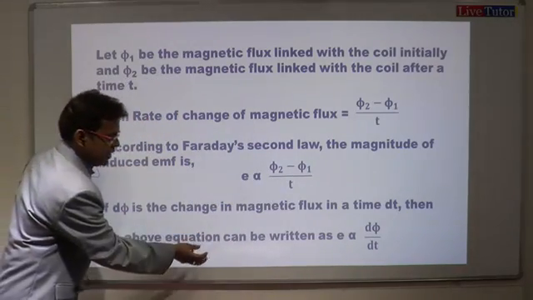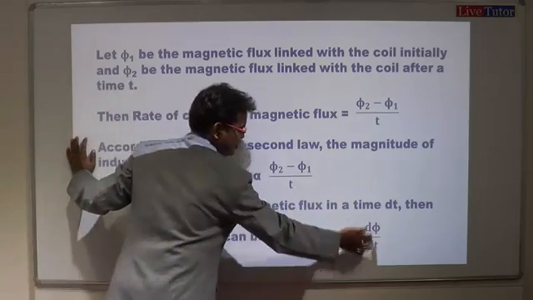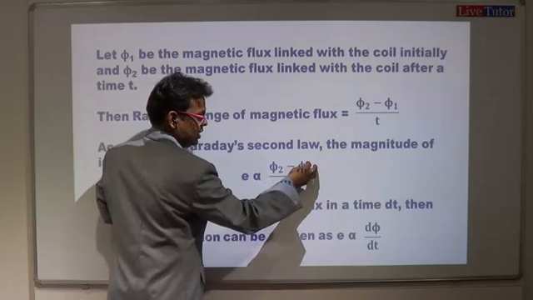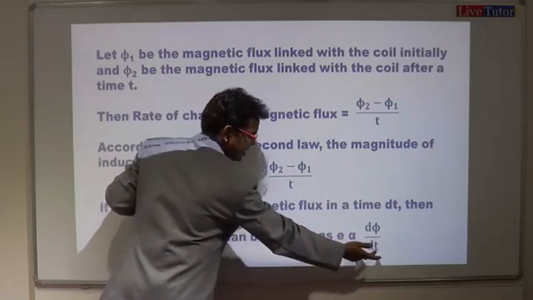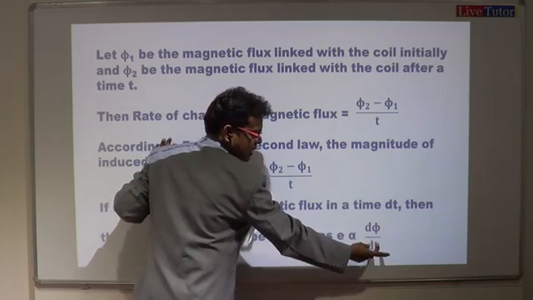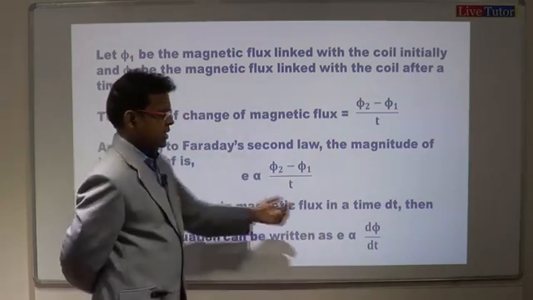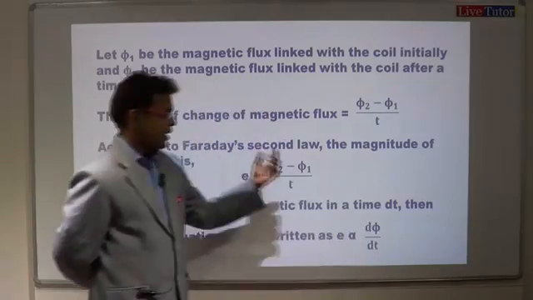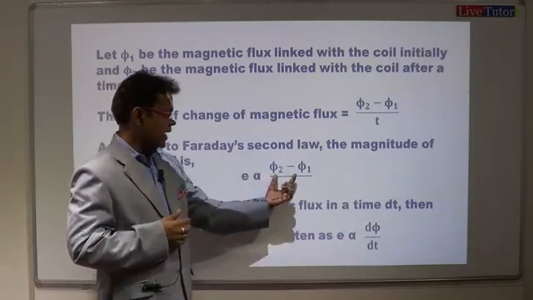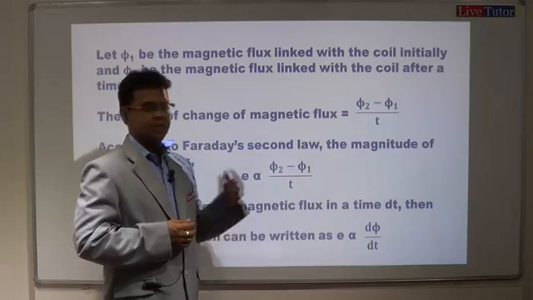That is what I said, simply as d phi by dt. So what is d phi? Final flux minus initial flux divided by dt. Both of these are small amounts, because this change in flux is small and dt is also small, so I simply said d phi by dt. In expansion, for a clear-cut idea, we have to give this as phi2 minus phi1 by t.